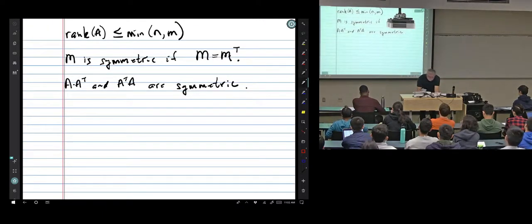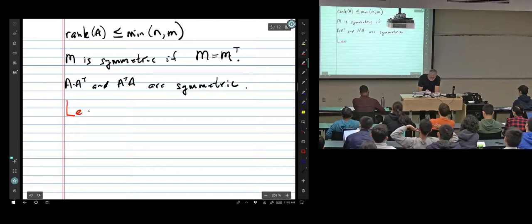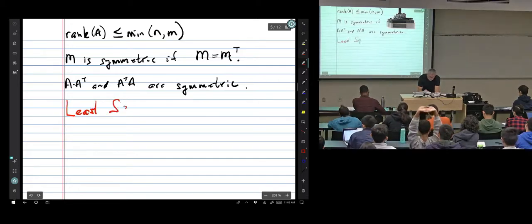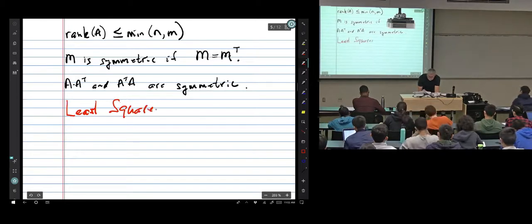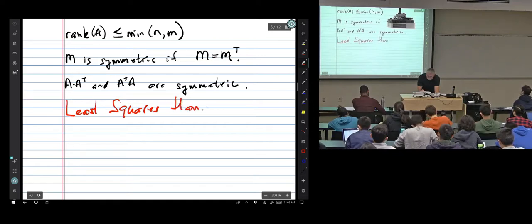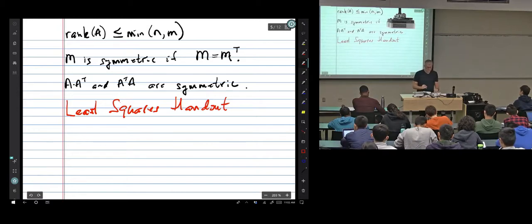Cool. Okay, so let's do that least squares handout, and then we'll come back and talk about norms and minimum distance problems and stuff like that.